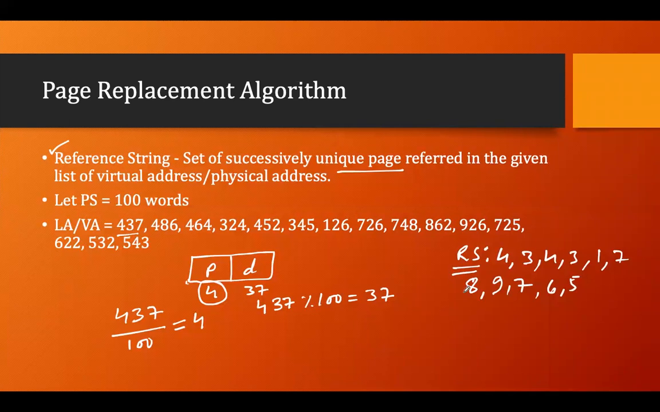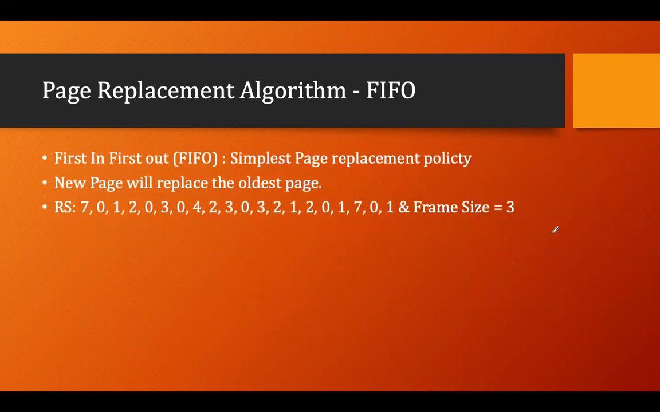Now let's talk about different page replacement algorithms. We have three types of page replacement algorithm: first in, first out, optimal, and least recently used. These three are the popular page replacement algorithms. Let's see them one by one. First, we'll see first in, first out. So, what is first in, first out? It is a very simple page replacement policy.